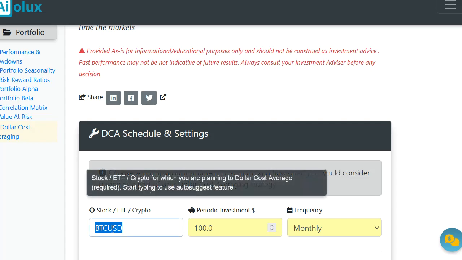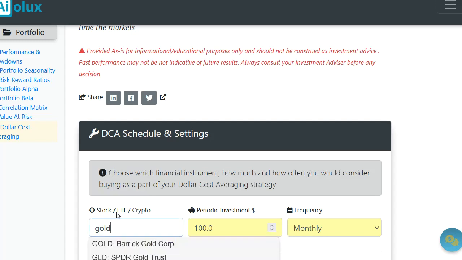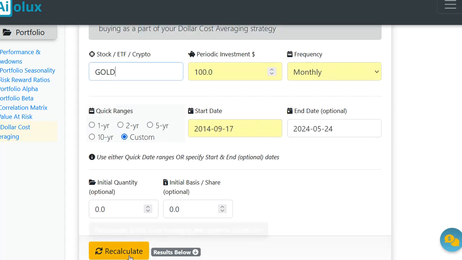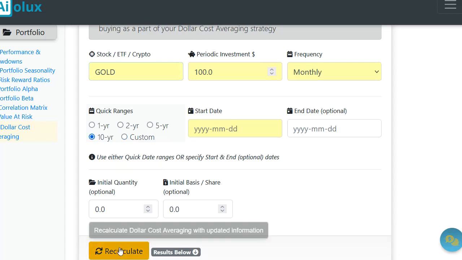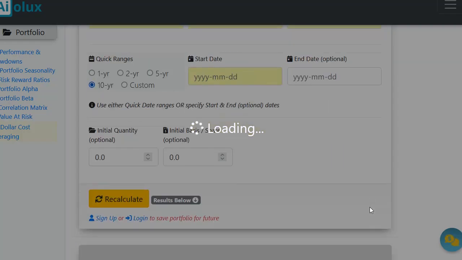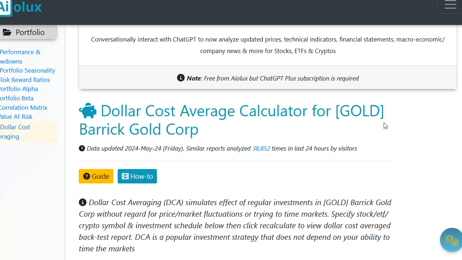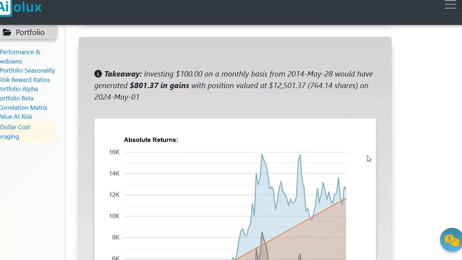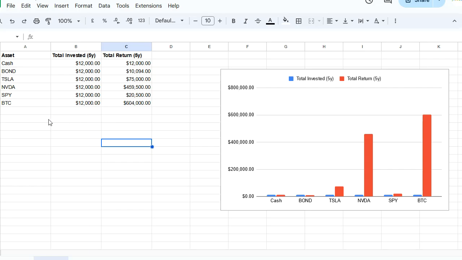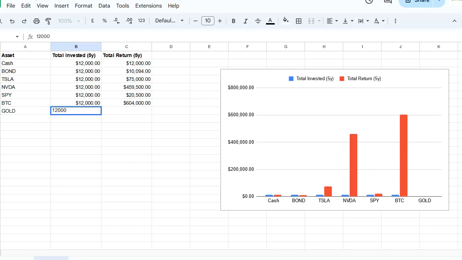Let's try one more thing. Try gold. Gold is not so volatile. It's more stable. It is more volatile than bonds though, right? So it should perform better than bonds, but maybe worse than S&P 500. Not sure. So gold would be positioned at 12,500. So we have gold at 12,500.